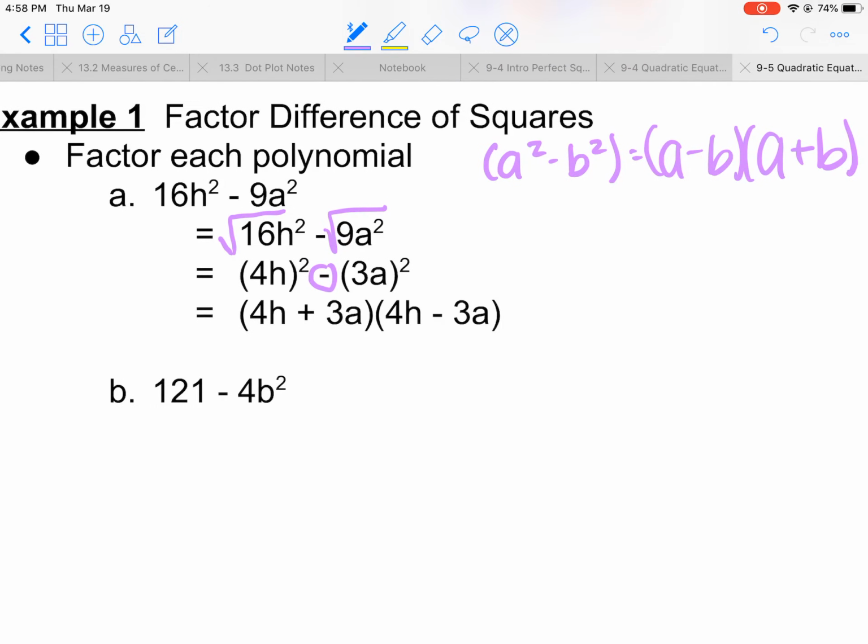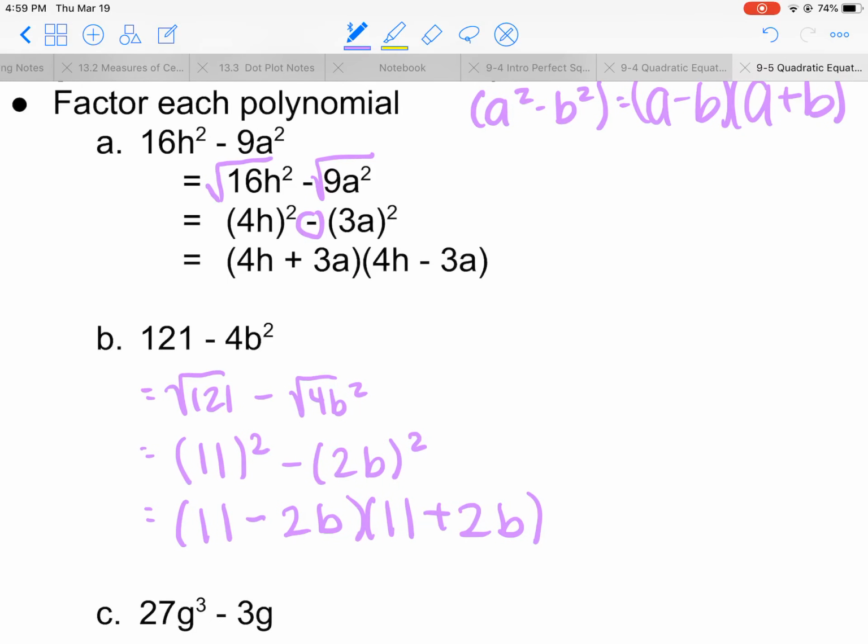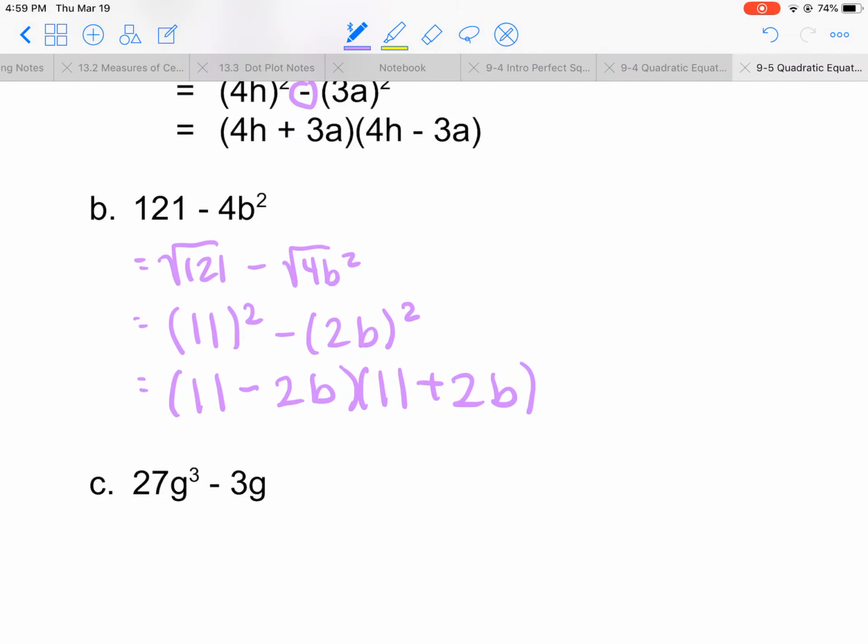So for the second example, I'm going to take the square root of 121 minus the square root of 4b squared. This gives me 11 squared minus (2b) squared. So that's going to equal (11 - 2b) and then you have (11 + 2b). Here, just like the other polynomials, you can multiply the binomials to see if you have done it correctly.